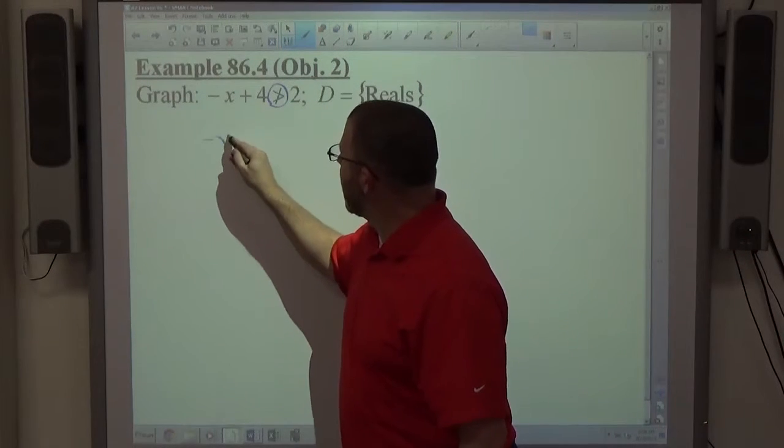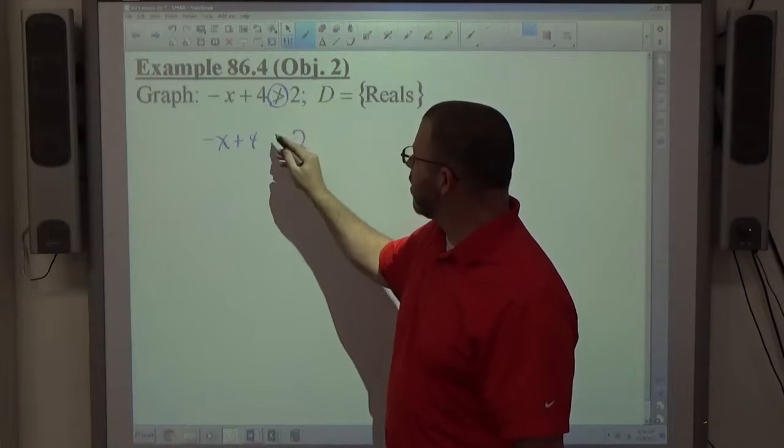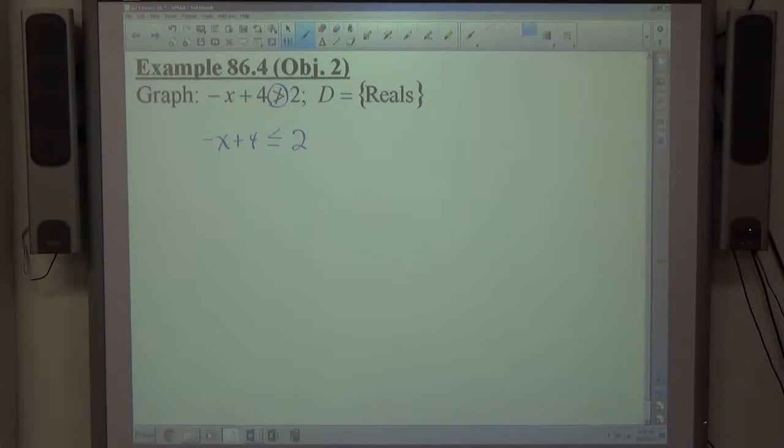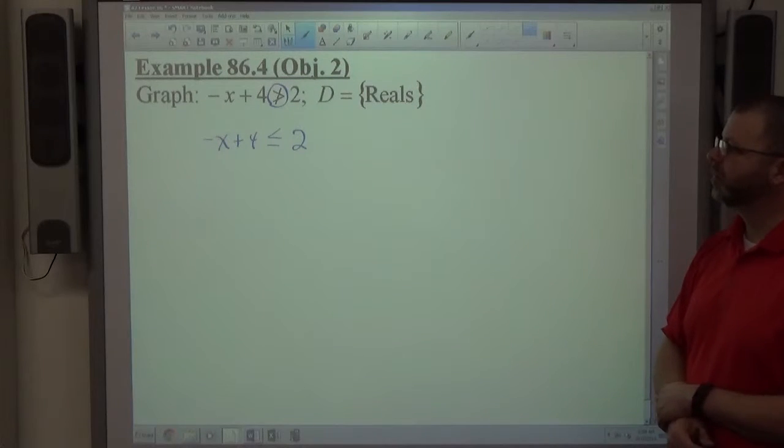So negative x plus 4 and 2 are still right where they are. Not greater than means less than or equal to. Again, there's always the three options. Whatever they're throwing out, it's the other option or options. So not greater than, the other two leftovers are less than and equal to.